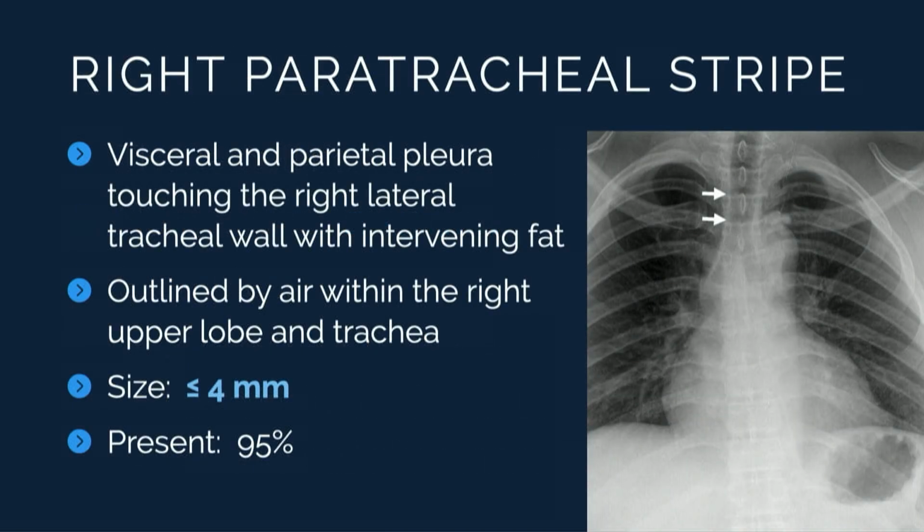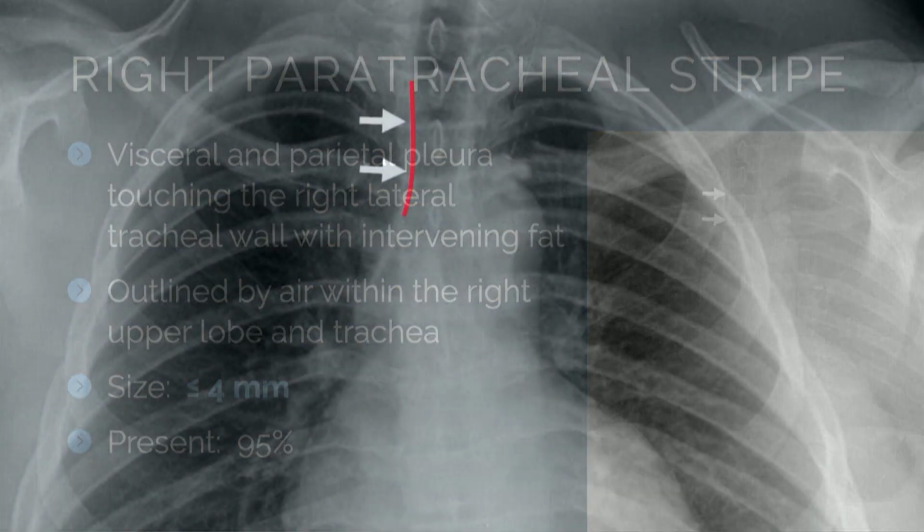So the right paratracheal stripe is basically the visceral and parietal pleura, which touches the lateral wall of the trachea. So you have air in the trachea, you have air in the lung, and the interface between them, if it's more than 2 millimeters, is going to be a stripe. The right paratracheal stripe is usually about 4 millimeters in thickness, and we see this on most radiographs, 95% of the time.